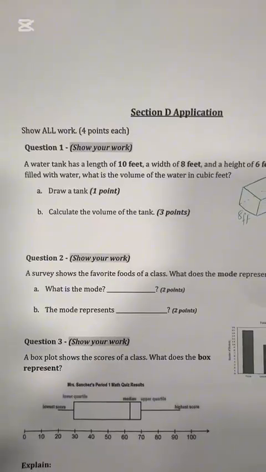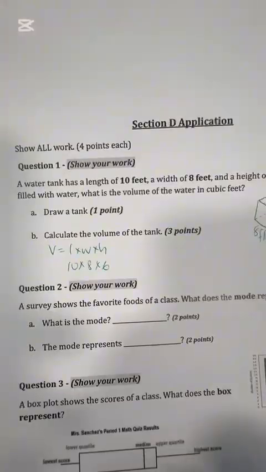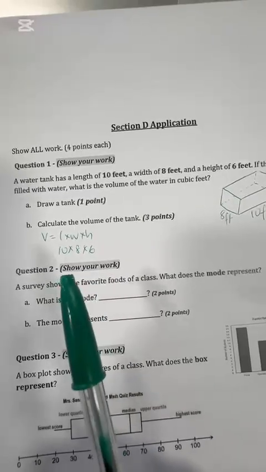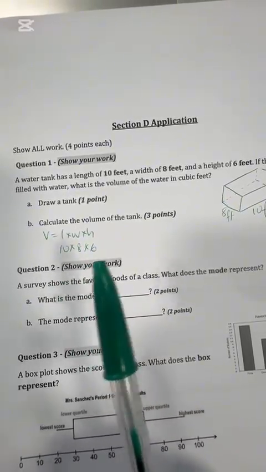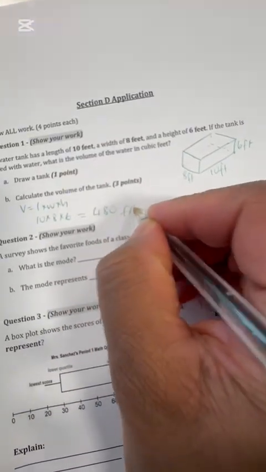Let's calculate the volume by multiplying the length times width times height. There we have it. Length times width times height: 8 times 10 times 6. 8 times 10 is 80, times 6 is 480 feet cubed.